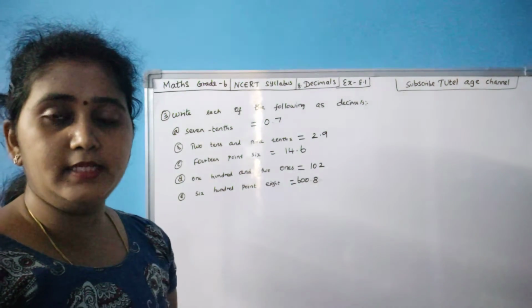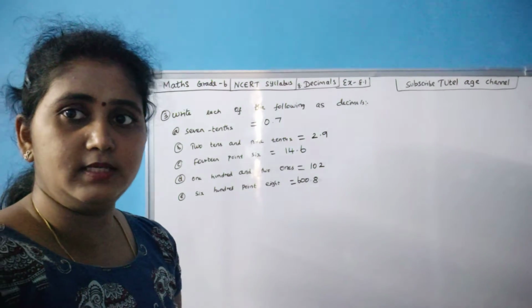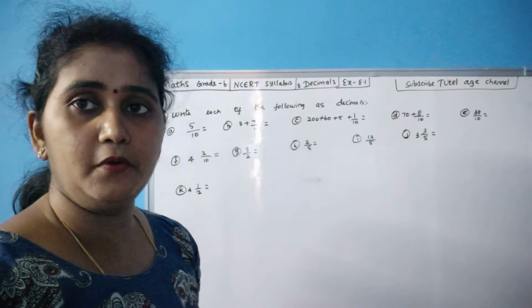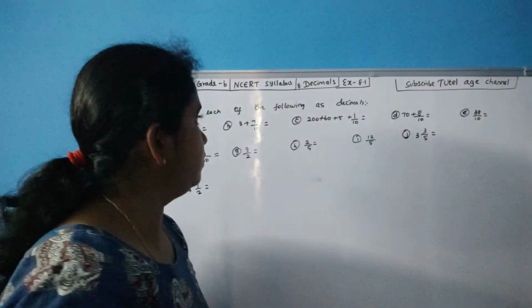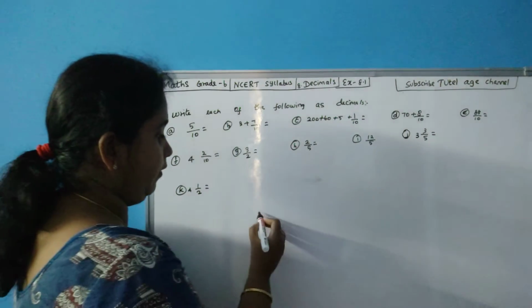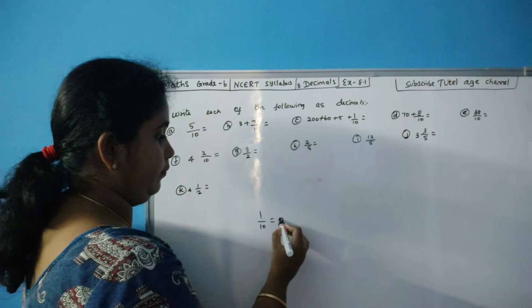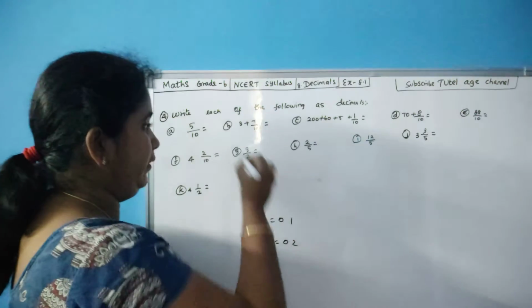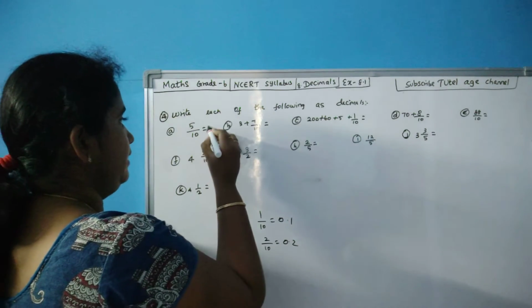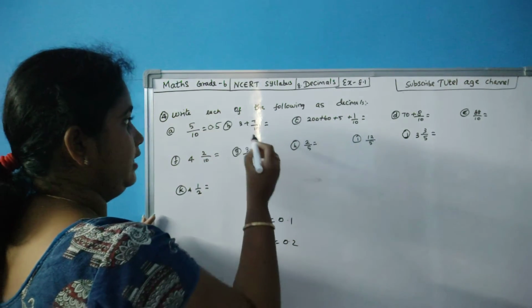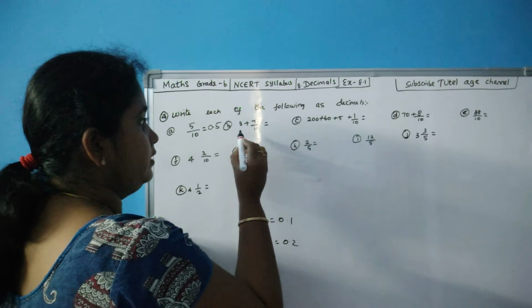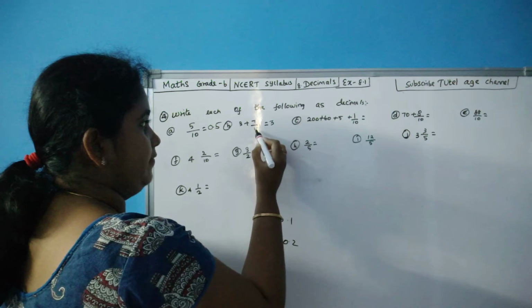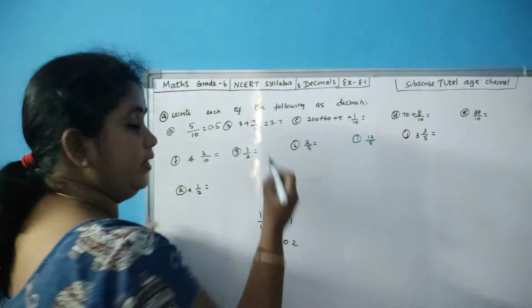Hope you understand. Now we will move on to the next sum. So here is your next sum. You have to write each of the following as decimals. See, 1 divided by 10 is nothing but 0.1, right? Similarly 2 divided by 10 is 0.2. So this will be useful here. 5 divided by 10 is 0.5. We can write it easily. 3 plus 7 by 10. We can write 3 as such, and 7 by 10 is nothing but 0.7, so 3.7.